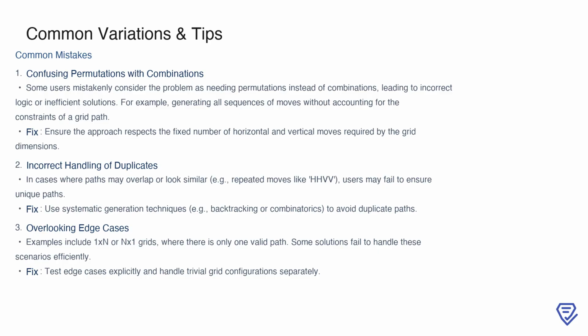Another issue is mishandling duplicates. For example, paths like HHVV might be counted multiple times if we aren't careful. The key is to use methods like backtracking or combinatorics to systematically generate unique paths. Lastly, edge cases such as 1xn or nx1 grids, where there's only one valid path, are often overlooked. These trivial configurations should be tested and handled separately to ensure reliability of the solution.